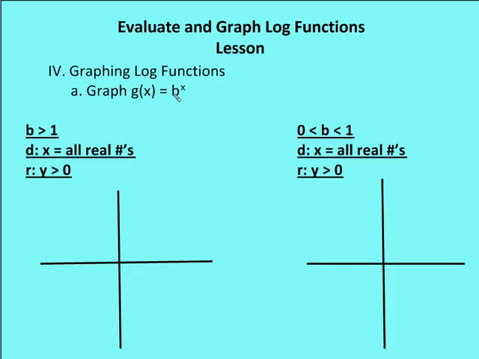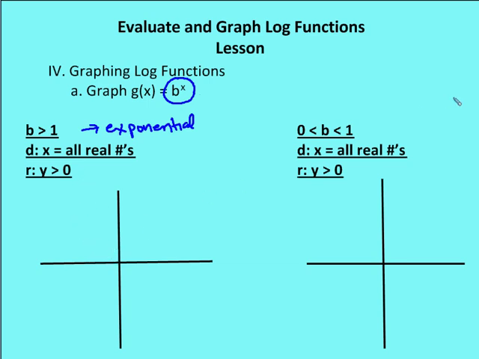Okay, graphing log functions. I have g of x is equal to b to the x. Now what happens when b is greater than 1? When b is greater than 1, this looks exactly like an exponential growth function. My domain is all real numbers because I can substitute any value in for x and get a real number result for y. My range is going to be greater than 0 because regardless of what I substitute for x, I'm going to get a positive value for y.